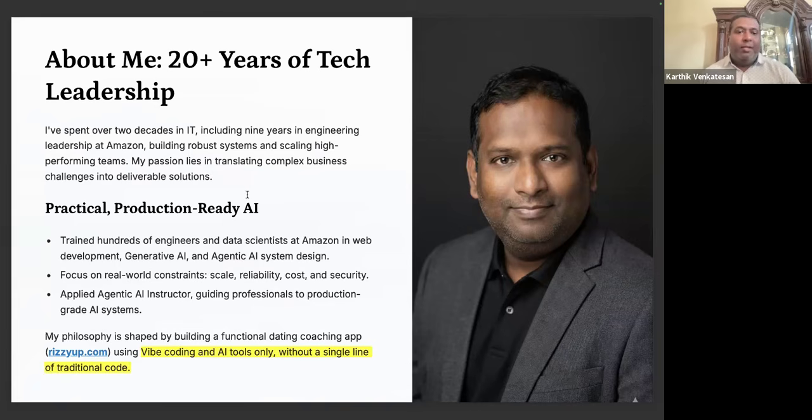And recently, last year, I trained hundreds of engineers, probably 900 to be precise, and then 200 plus data scientists in our org, on how to use vibe coding to accelerate your web development, and then generative AI, agentic AI. Conducted multiple workshops across Amazon offices, be it Phoenix, Seattle, Dallas, Austin, and so on.